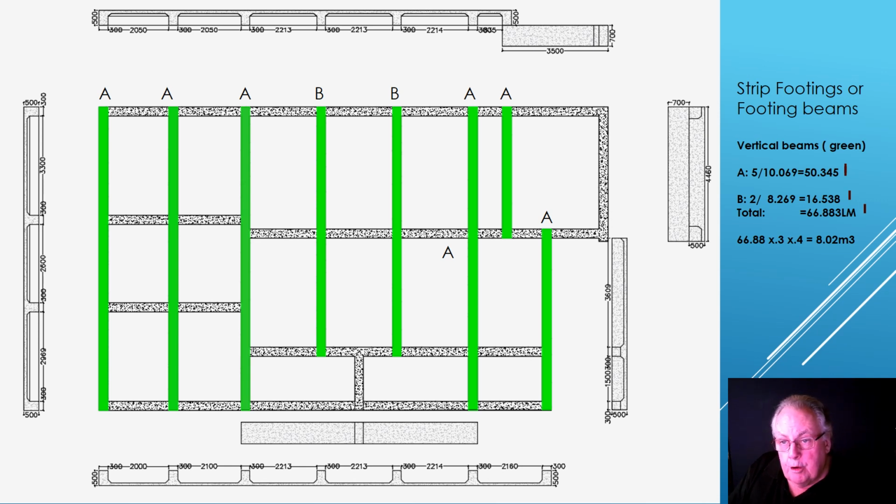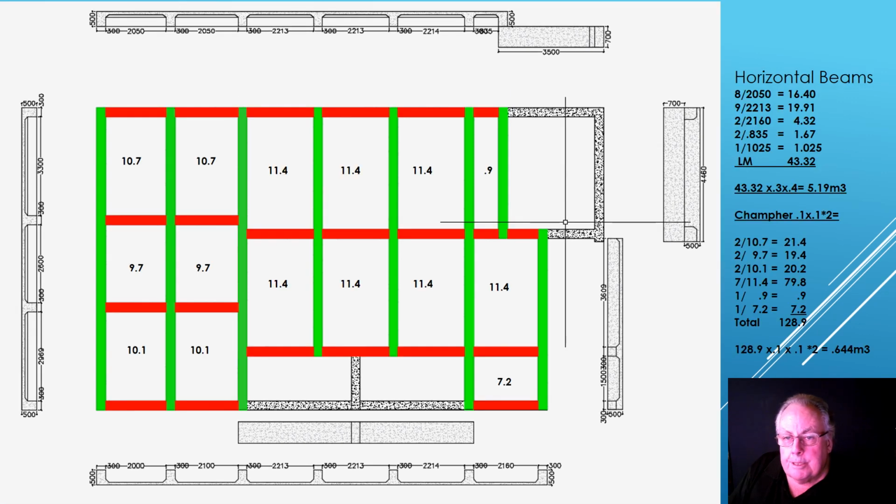We've dropped the 3 off here, 66.88 times 0.3 times 0.4, and you actually have our first subtotal, which we'll be putting together right at the very end of this PowerPoint, 8.02 cubic meters. Okay, let's have a look at the next one.